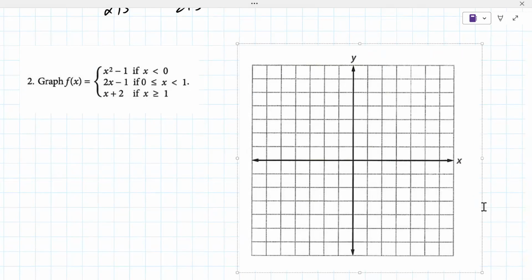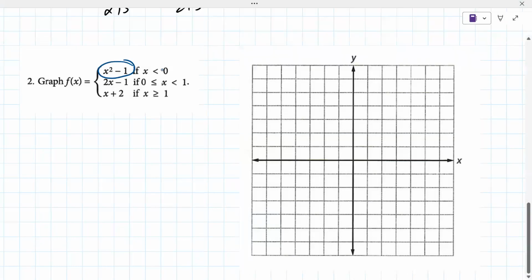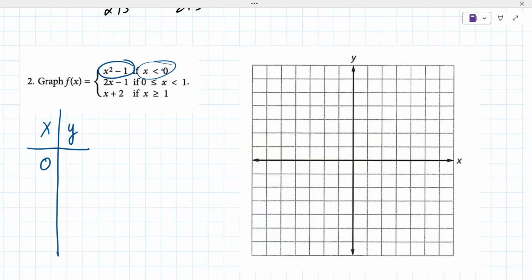all right. The way to do this is it's really three graphs in one. You start with the most left, the top one there, x squared minus one. And I like to make a table. So x and y, and you start at whatever number they're starting at, which is 0. You make a note that this is an open circle at 0. It's an open circle because it's less than; greater than goes with it too. If it's greater than or equal to or less than or equal to, that's a filled-in circle.